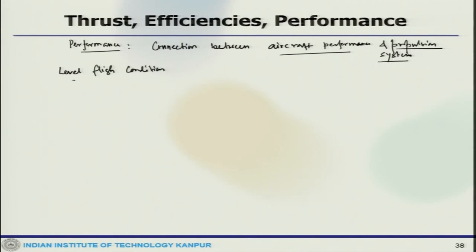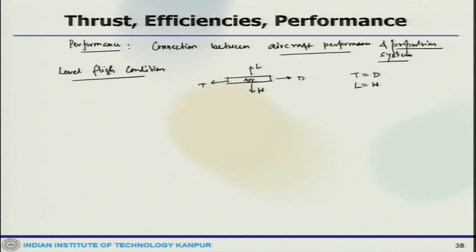If you recall what we talked about in level flight, if this is the aircraft, then this is how thrust is going to be working, this is the direction of the weight, this is lift and this is weight. Obviously when it is in level flight condition, the thrust force is balanced with the drag force and the lift is balanced with the weight of the body. Any thrust which is available in excess, beyond what overcomes the drag, can be applied to accelerate the vehicle, so that is going to increase the kinetic energy.